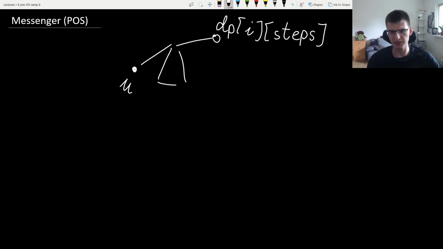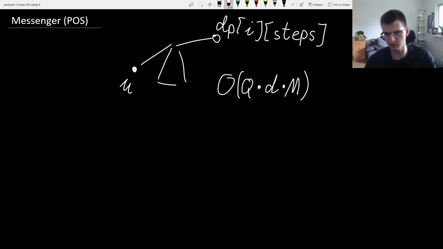And the complexity to answer a query will be O of the number of queries, and for each query the number of possible steps is d, times, for each i we iterate over neighbors, in total it is m. For each vertex we iterate over neighbors, in total we iterate over all the edges. And this is too slow, we need to do something faster. We want preprocessing.